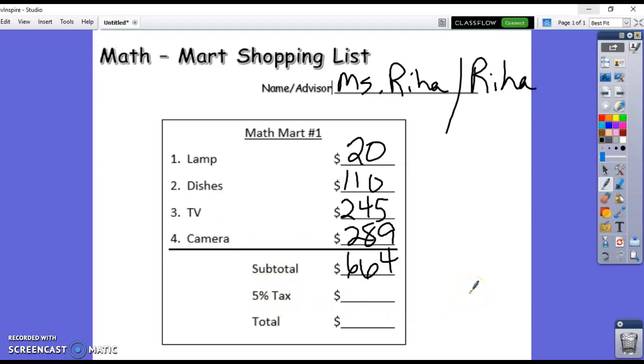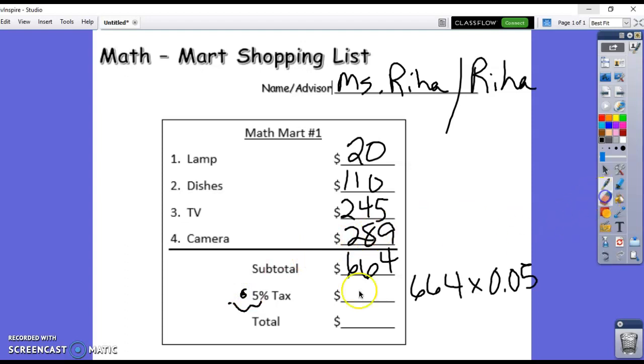And now here it tells me I have a 5% sales tax. So I'm going to take 664 times, remember I have to change my percent. I have to change it to a decimal. So 5% is 0.05. Remember, you just move the decimal point 2 places to the left. And then add your 0 there. That should be a 0.